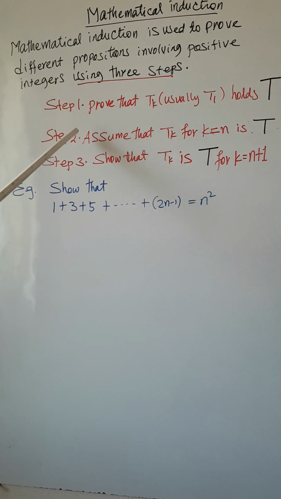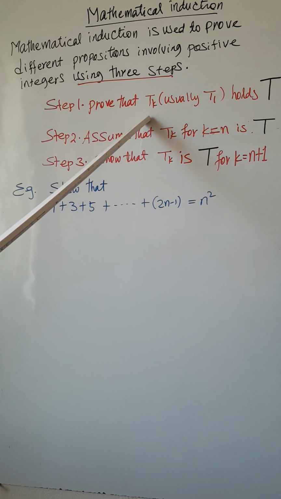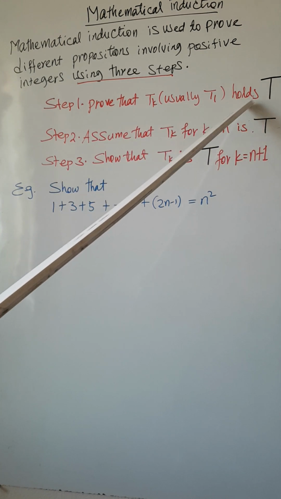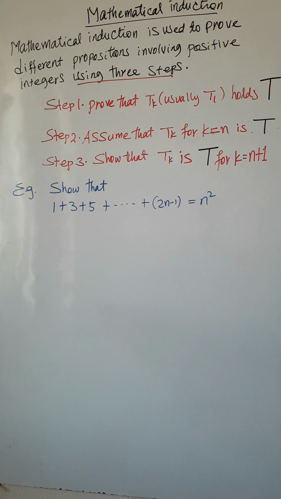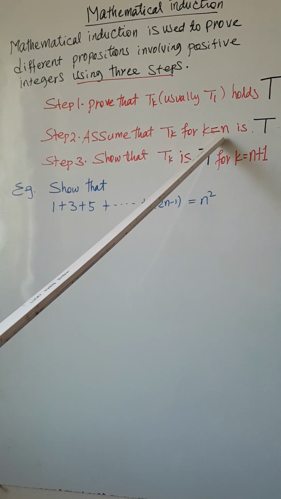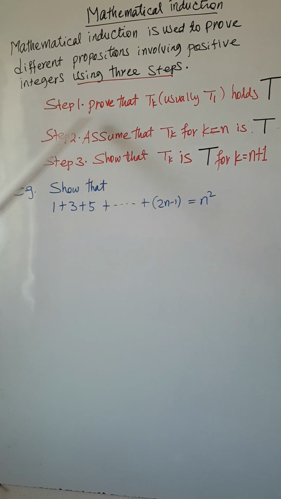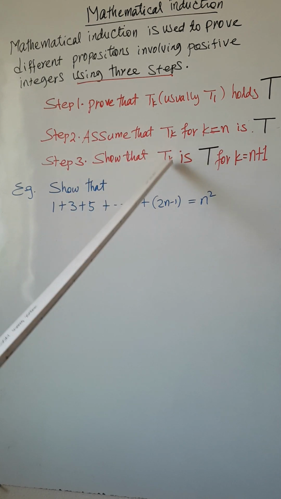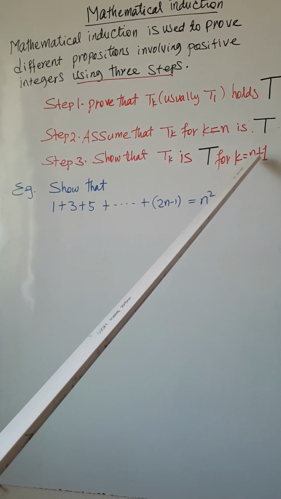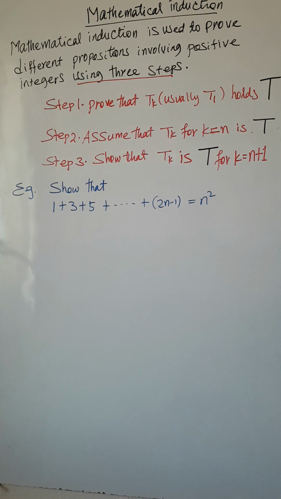Step one, prove that tk, usually called t1, holds true. The second step is assume that tk for k equal to n is also true. This is an assumption. The third step is show that tk is true for k equal to n plus 1. So these are the three steps to prove mathematical induction.